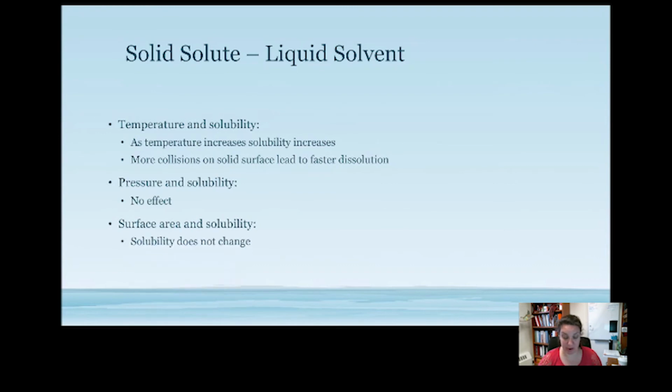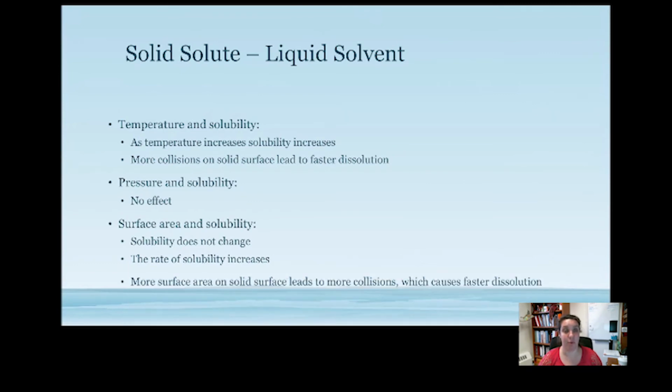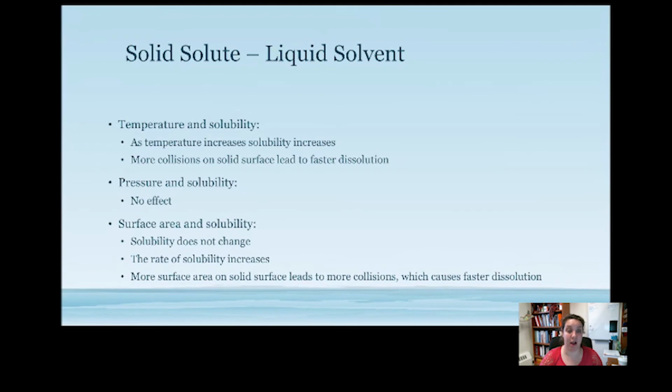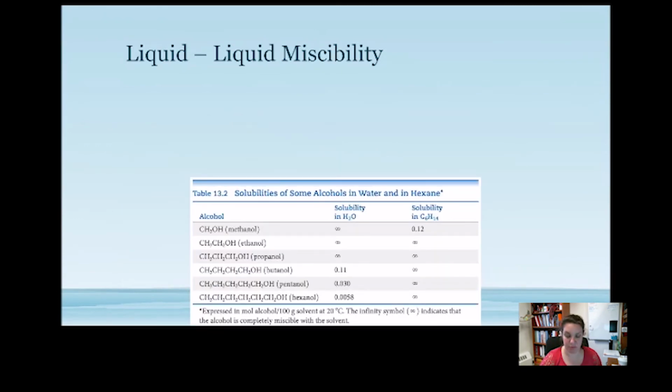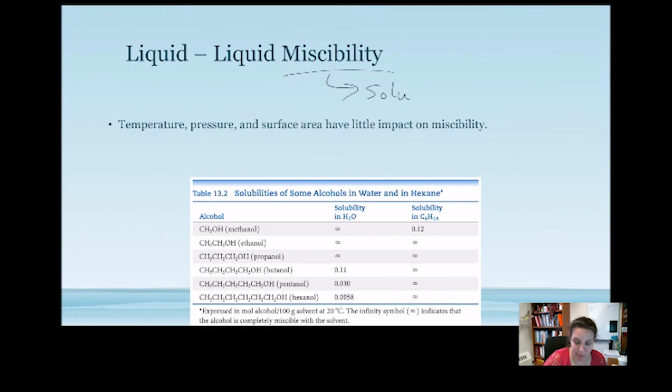With surface area, even though our solubility itself doesn't change, our rate of solubility increases because we have more surface area in order for collisions with the solid surface to occur. So we have a greater rate of dissolution. With liquid-liquid, so liquid solute, liquid solvent, there's going to be no effect with any of them, or very little impact on miscibility, which miscibility is the liquid form for solubility.